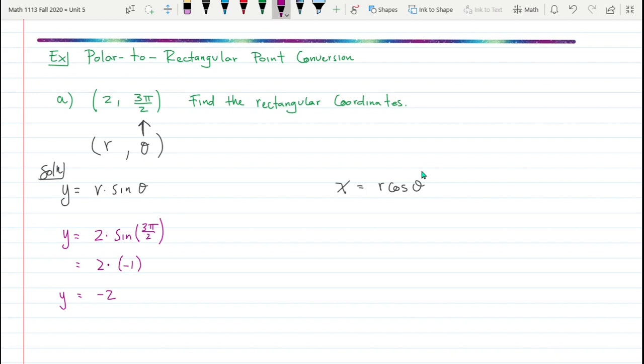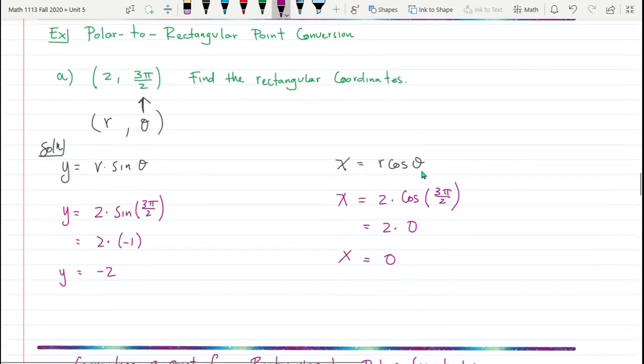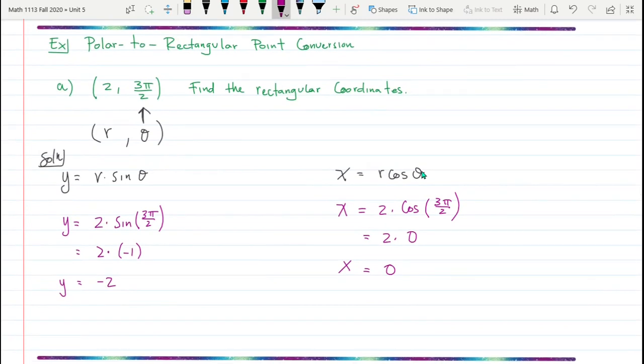Okay. Then we want to find x. x is 2 times cosine evaluated at 3π/2. 2 times, what is cosine at 3π/2? And it happens to be 0, right? So 2 times 0 is 0. Therefore, x equals 0.